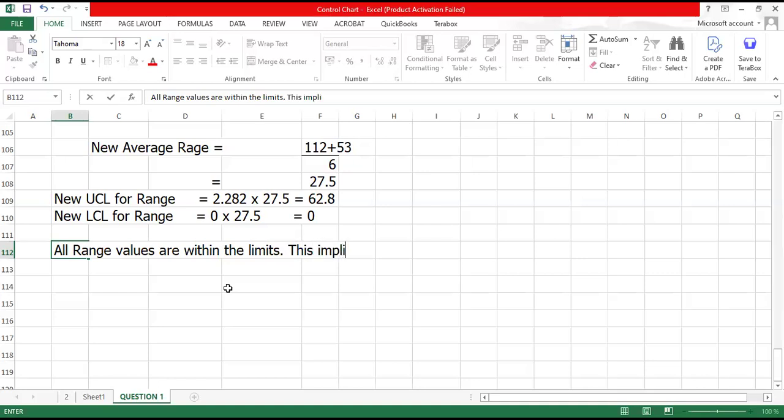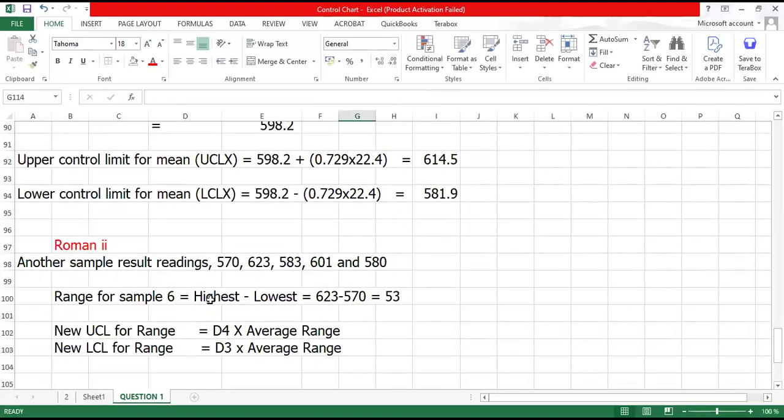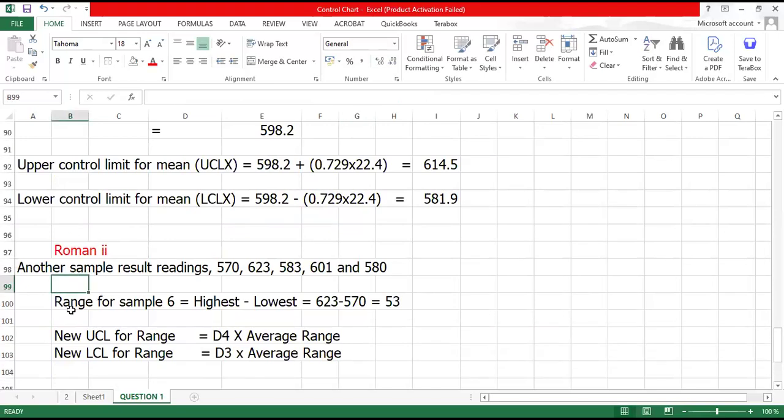This implies that the process is still in control. And colleagues, that's all with that question. You don't need to test another using mean. No, just use one, like range. Range is enough. You just say using range parameter. Using range. If you want to test using mean, then you test using mean.